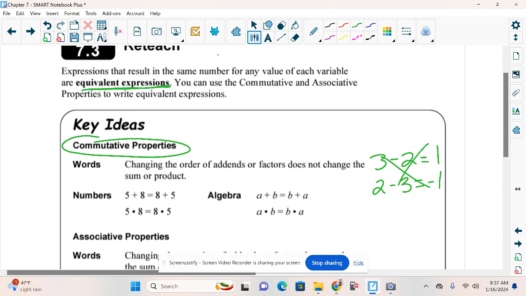Same thing with division. If I do 20 divided by 5, I get 4. But if I do 5 divided by 20, I'm going to get a decimal. I'm going to get part of an answer, right? A part of a whole. They're not going to equal the same thing. So it only works for addition and for multiplication.